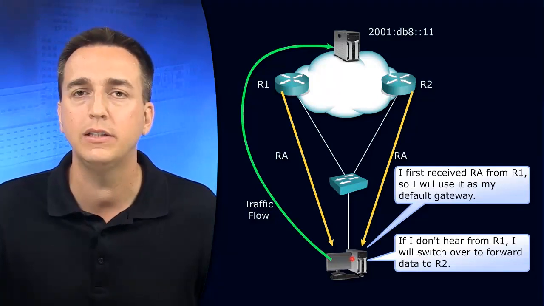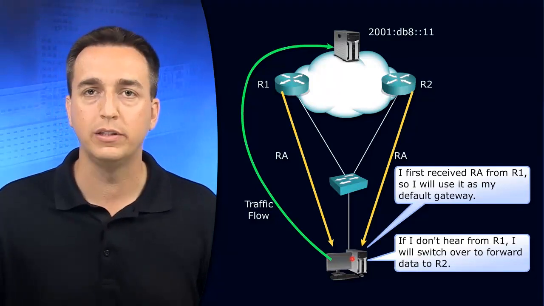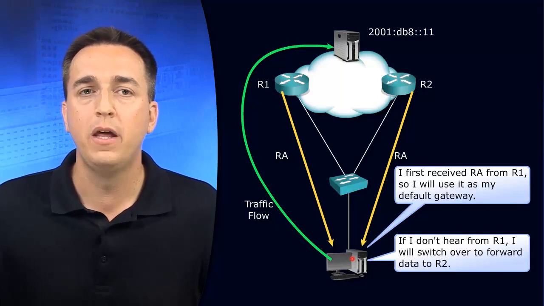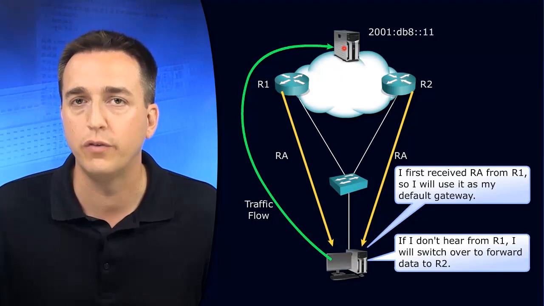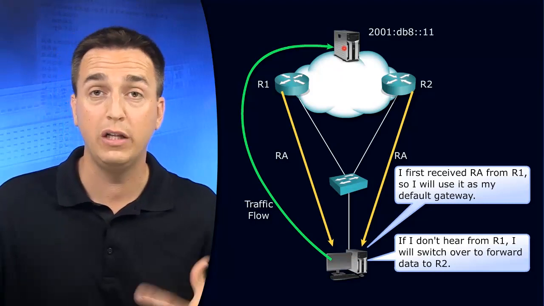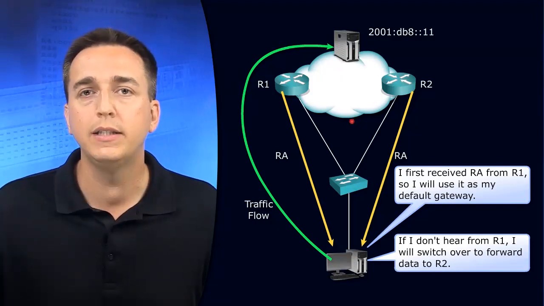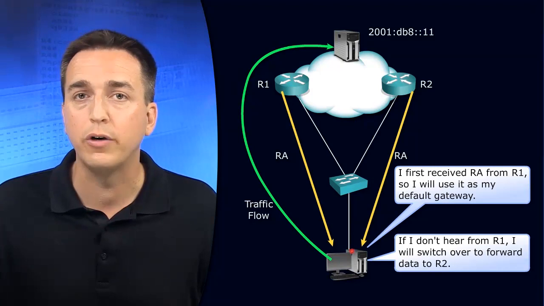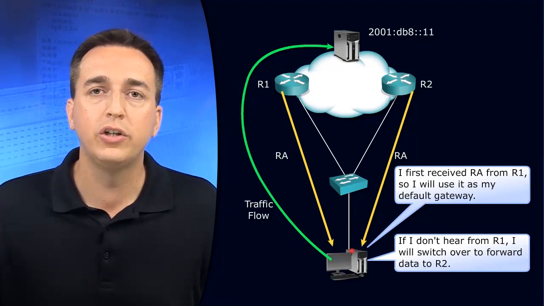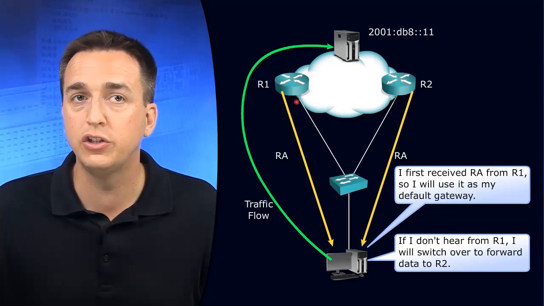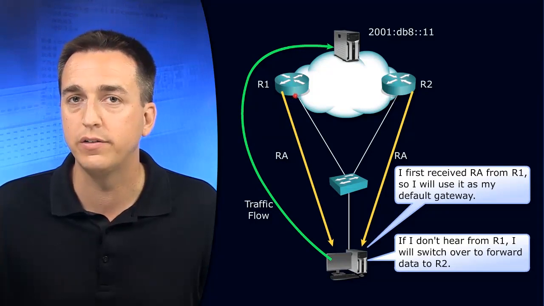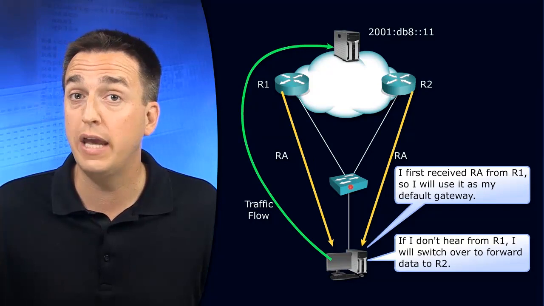So what are these addresses? They're link local addresses that are being utilized. So when the client now needs to send traffic to this server that is beyond the local area network, it is sending a neighbor discovery message to get R1's MAC address that is associated with the link local address that it has set up as the default gateway.